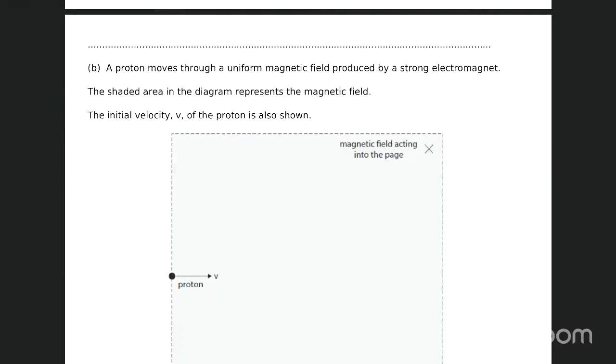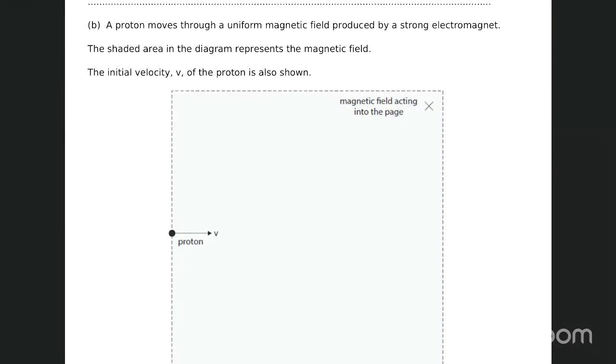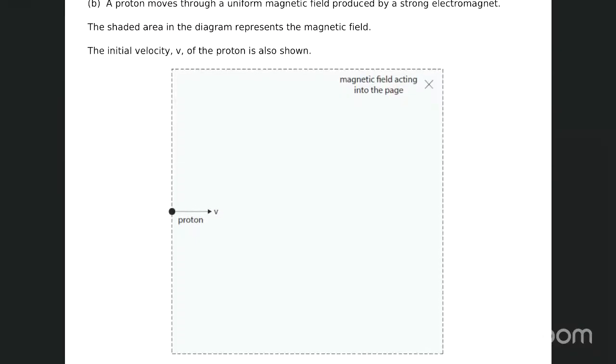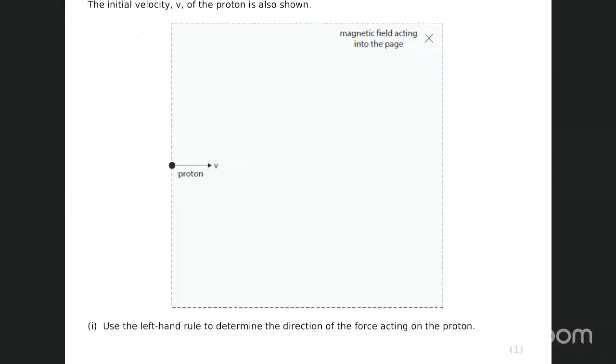A proton moves through a uniform magnetic field produced by a strong electromagnet. The shaded area in the diagram represents the magnetic field. The initial velocity v of the proton is also shown. The magnetic field is acting into the page, right? So the magnetic field is acting into the page. The proton is moving from left to right in this direction, right?